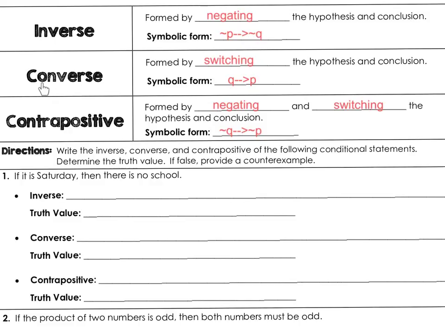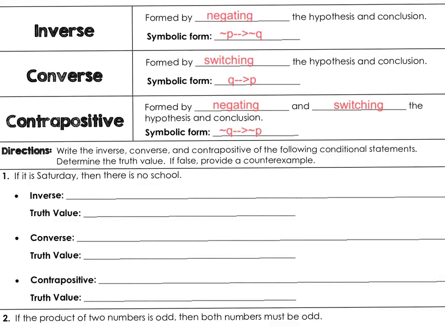For the converse, if you think about what a conversation is, going back and forth, the conversation switches between the two people. So we can also apply that same logic to our hypothesis and conclusion. We're just going to switch the order. So symbolically, we say that Q implies P. So we can find the inverse by negating, we find the converse by switching, and we find the contrapositive by negating and switching. And so symbolically, it's not Q implies not P. So you'll notice that we've done both things. We've negated both the hypothesis and the conclusion, and we've switched the order.